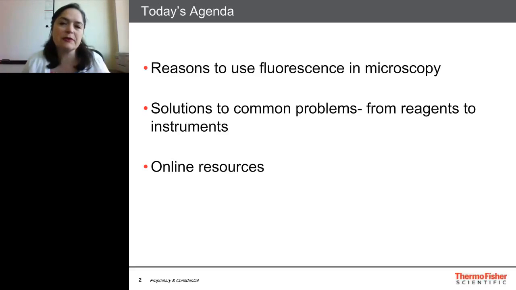So we'll go over some tips and tricks, and then reagents and instruments that can also help with some of those problems. And then lastly, if I don't talk too much, I'll mention a few online resources that Thermo Fisher has that can give you some of the material you see today, and also some apps for your phone that can help with experimental design and protocols.